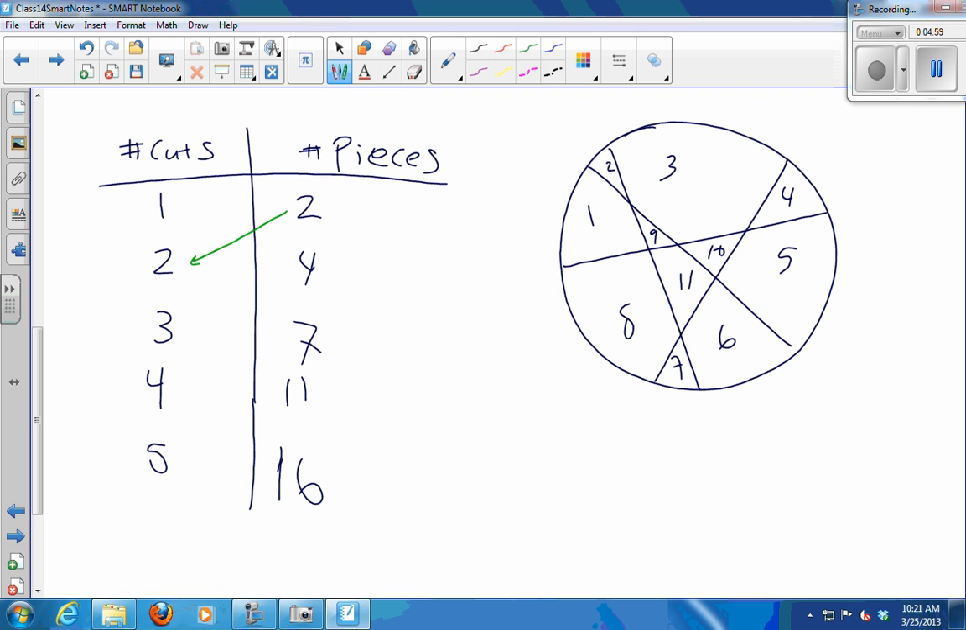So you're adding these to get this. Yeah. So you go the number of pieces you previously had, and then you add the number of cuts that you're making. Yep, so you just looked at this column and you said this one's +2, +3, +4, +5. So the number you're adding keeps increasing by 1. So you can see it two different ways.